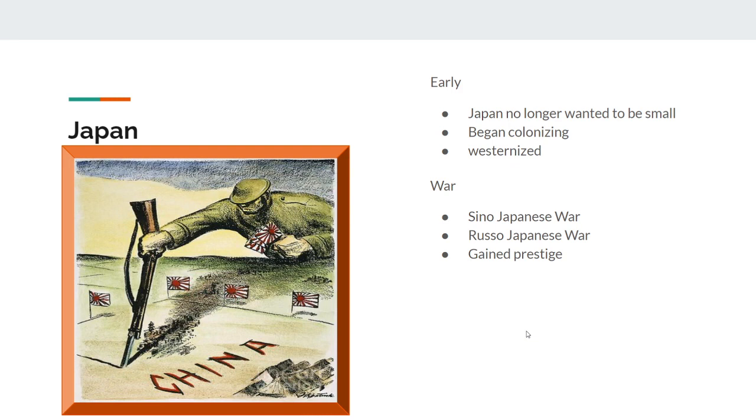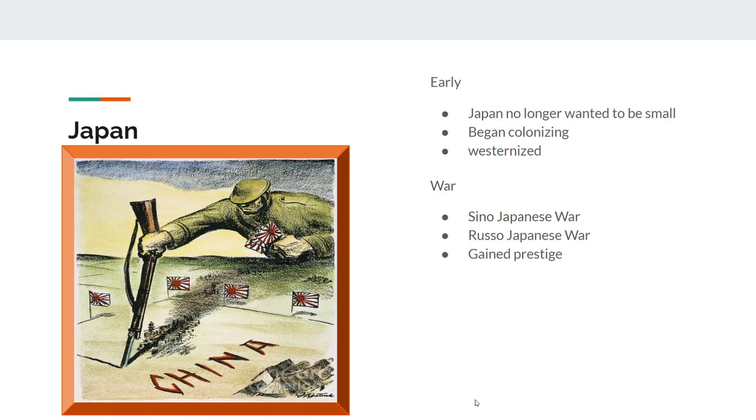Japan was a big growing power at this time. Early Japan no longer wanted to be small, and they wanted to be a force to be reckoned with. They had begun industrializing earlier, and now it was time that they began colonizing. They started by carving out pieces of China, and China was not strong enough to stop them. And war was a way that they expanded.